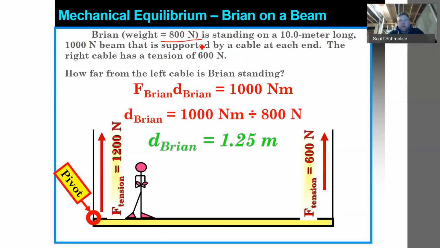Now, please be aware, you have a quick check in place here, right? Notice that this thing is a 10-meter long board. If the distance would have equaled 11.25 meters, you messed up. There's something wrong about that, because that would put Brian somewhere out here, right? Which is not the case. He's not outside the beam. He's actually inside the beam, okay?